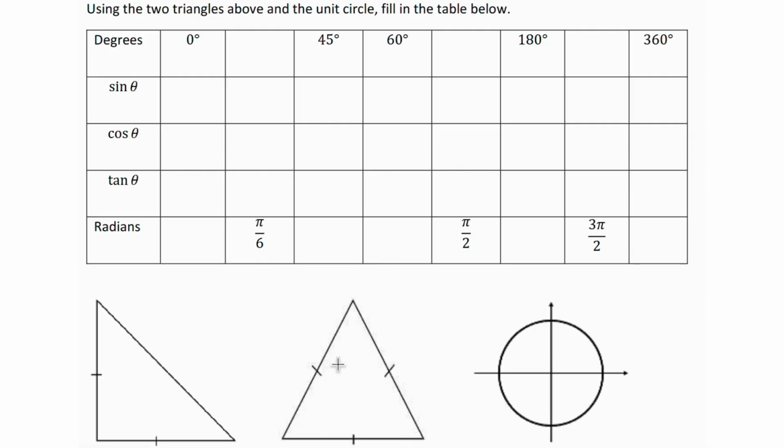Using these two triangles and the unit circle, fill in this table. First of all, let's match up the degrees to the radians. So 0 degrees is 0 radians. Pi by 6 radians is 30 degrees.